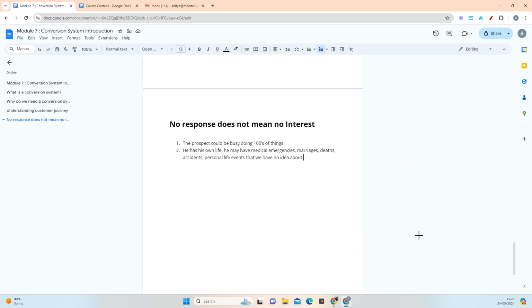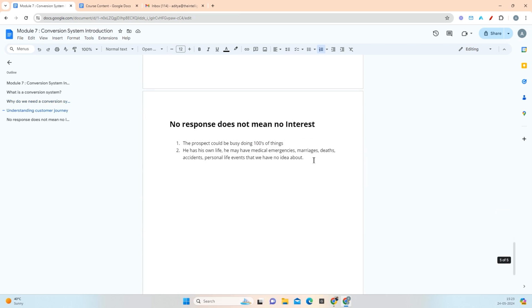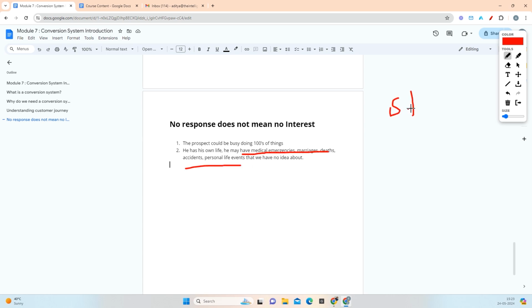But once I understood this customer journey, once I understood that this person may have a medical emergency, may have marriages, may have deaths and all other things, then I changed my approach. Now why I am telling you these things is because once I started following up with people, I'll tell you a couple of stories that actually changed my perspective.